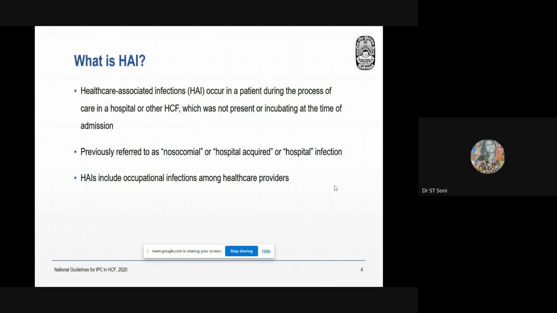Basically, this entire thing revolves around something called healthcare associated infection, which occurs in a patient during the process of care in the hospital, and which was otherwise not present in him or her, or incubating at the time of admission. Initially, it was called nosocomial or hospital acquired or hospital infection, but nowadays it is called healthcare associated infection, because it associates the infection to the healthcare, and occupational infections are also part and parcel of it.